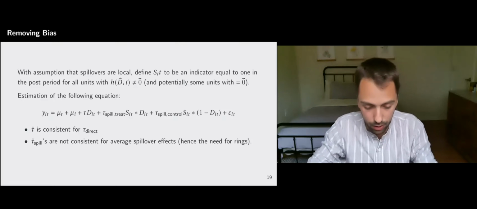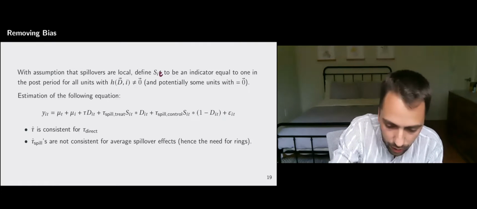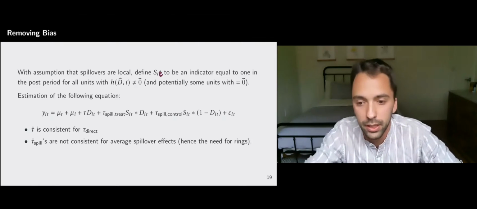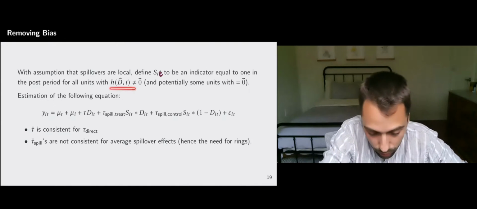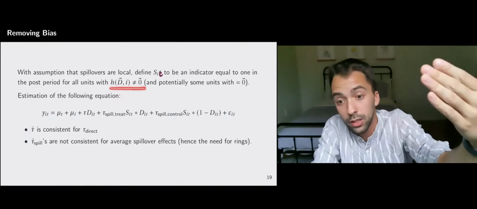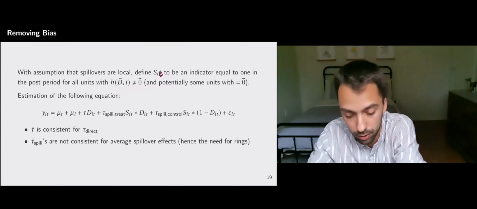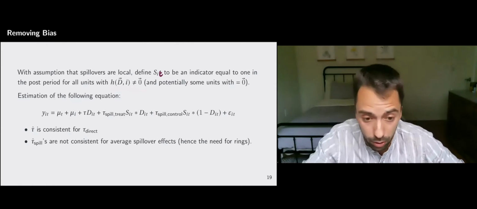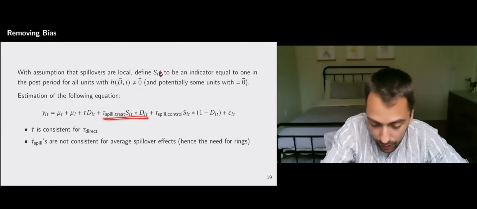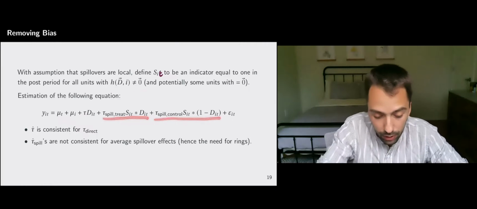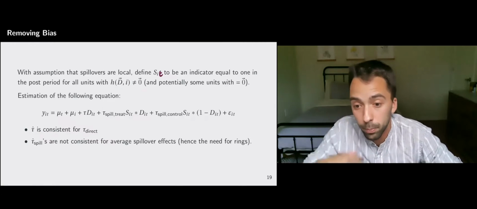And then with that, if you define, oh, I'm sorry, this should be a subscript T. If you define S_it, similar to D_it, to be an indicator equal to 1 in the post periods for all units with exposure not equal to 0, and this can also include some units that experience no exposure, then estimating the standard two-way fixed effects plus interacting the S_it with treatment status, this tau hat is going to be consistent for the tau direct, the direct effect of treatment. You're going to remove both sources of bias.